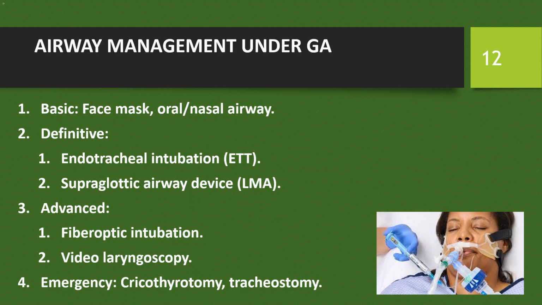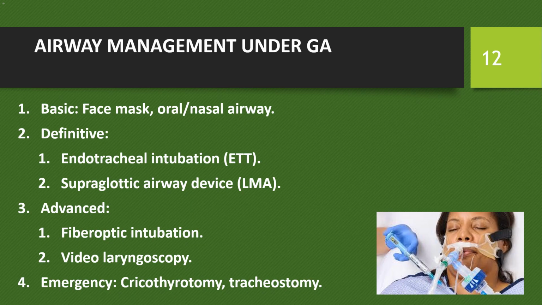2. Definitive airway management. 1. Endotracheal intubation, ETT, involves placing a tube into the trachea to secure the airway and provide a reliable means of ventilation. 2. Supraglottic airway device, LMA, sits above the glottis, providing a seal around the laryngeal inlet to facilitate ventilation.